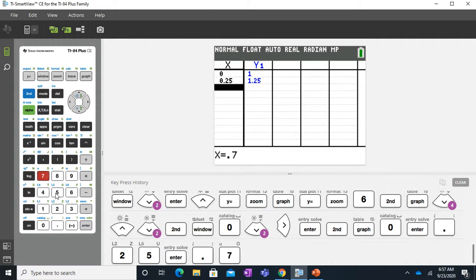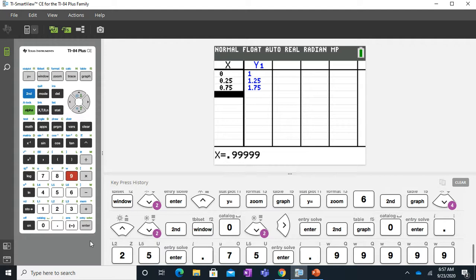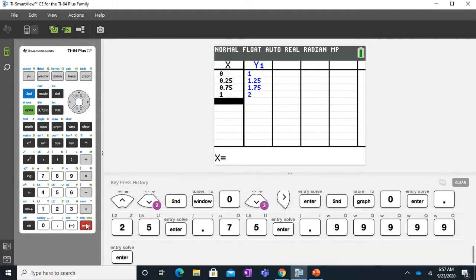Then I want to plug in 0.75, and eventually I want to plug in as close as I possibly can to 1, which means I'm going to plug in 0.9999, which means I'm getting so close to 2. Now, obviously, I'm not actually going to get there. It's really just because of the rounding.